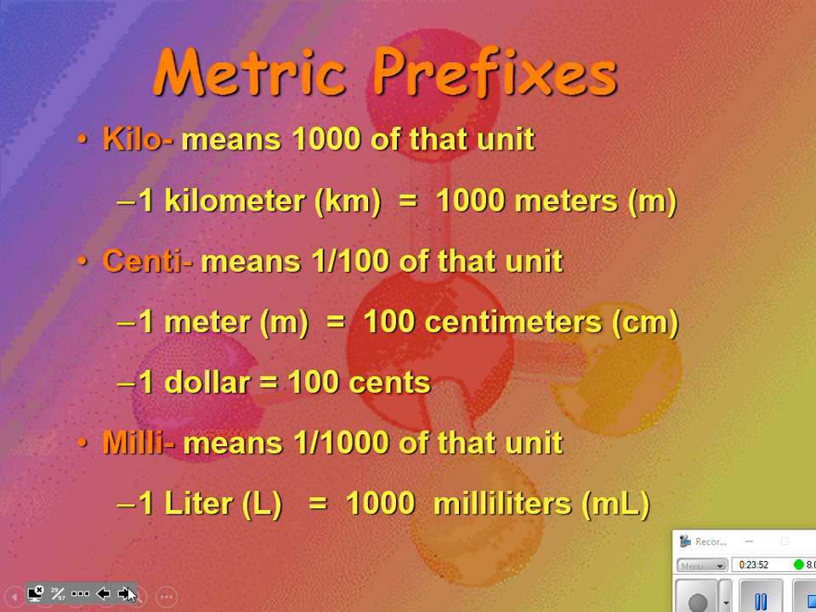Just some of the metric prefixes that I'm sure you folks are familiar with. Kilo means 1,000. So 1 kilometer is 1,000 meters. Centi is 1/100th. So 1 meter is 100 centimeters. Milli is 1/1000th. So 1 liter is equal to 1,000 milliliters.